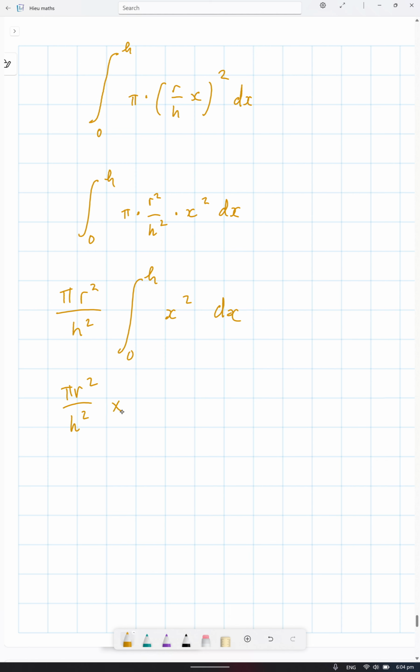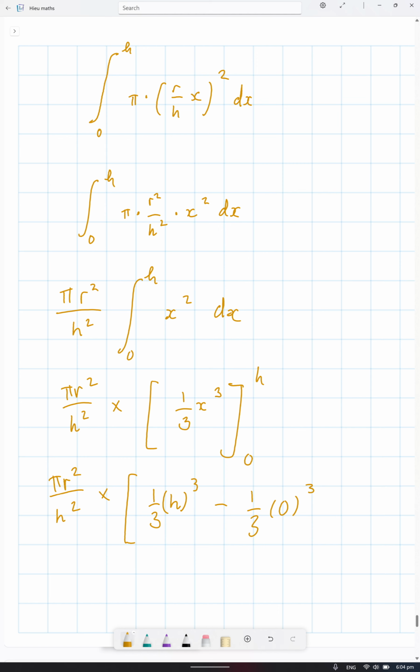Now this is equal to h squared multiplied by, and for x squared, we increase the power by 1 and divide by the new power. Increase the power by 1 is 3, so x cubed, and divide by the new power, so 1/3, because you divide by 3, and this is from 0 to h. So technically this is 1/3 h, right? We put the h where the x is, cubed, minus 1/3 0 cubed.